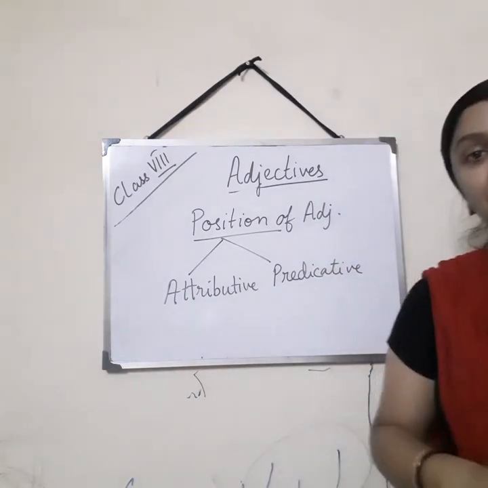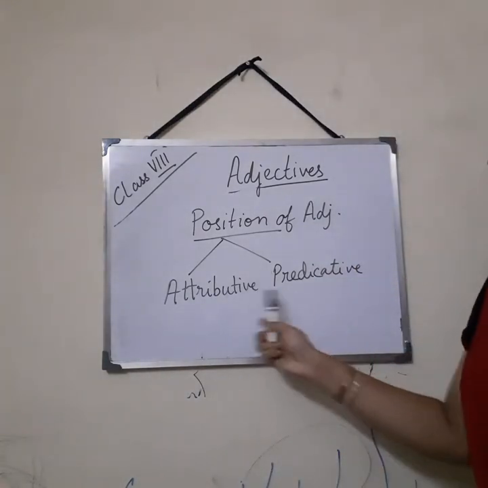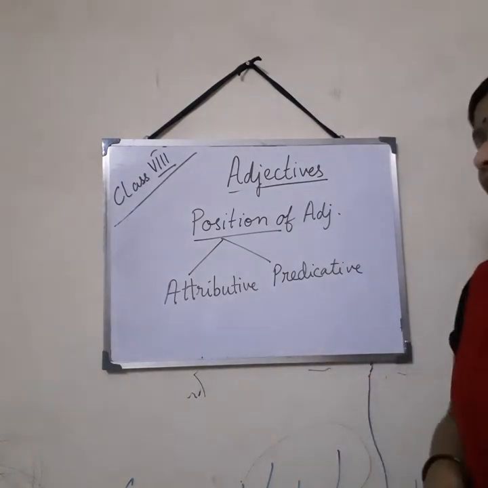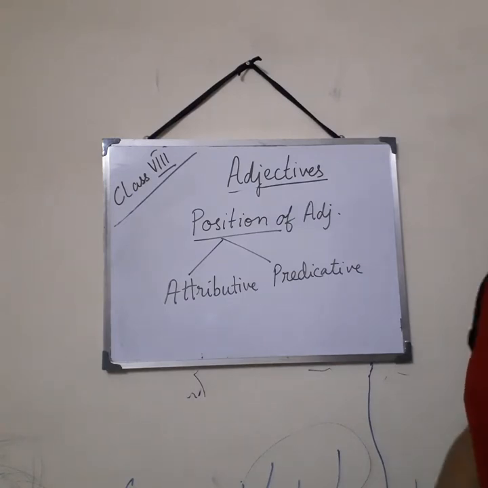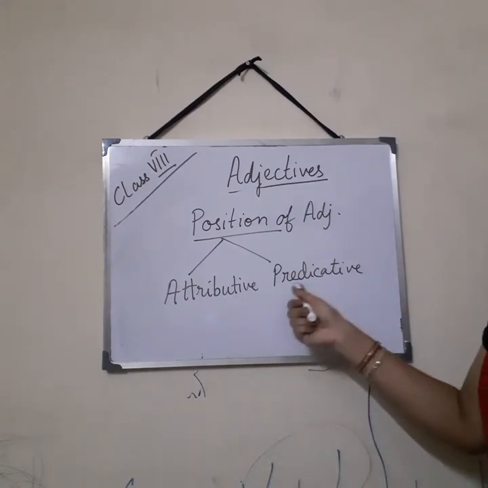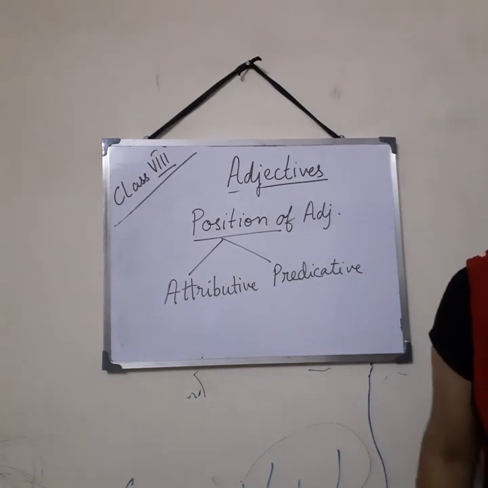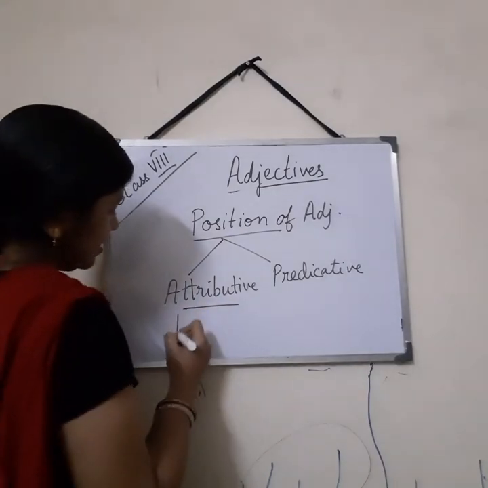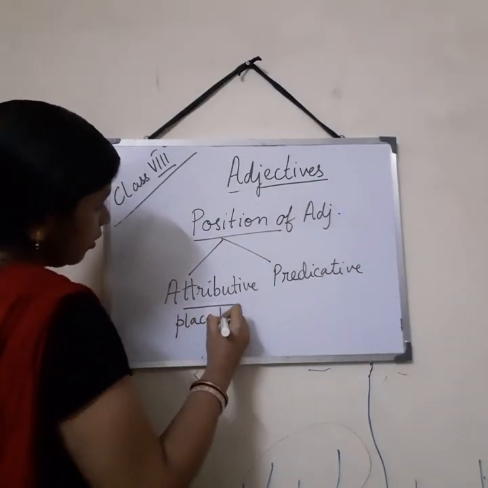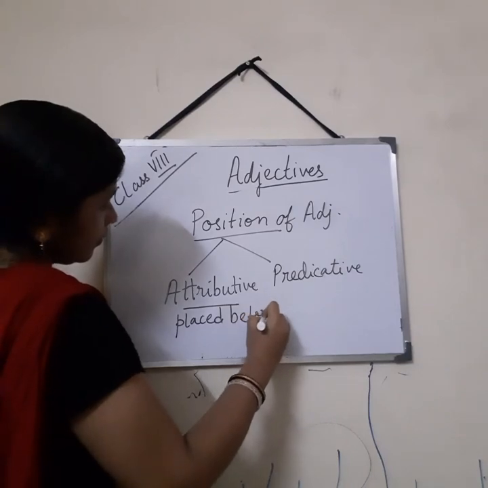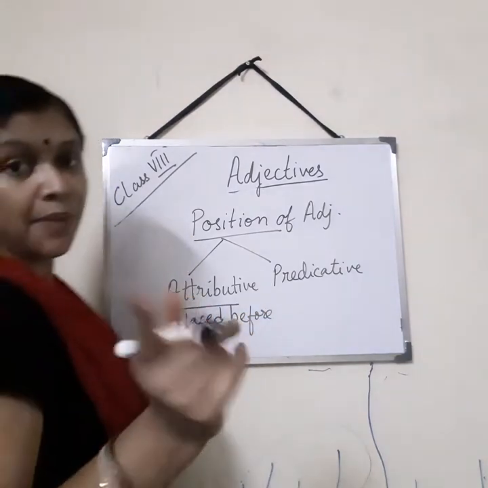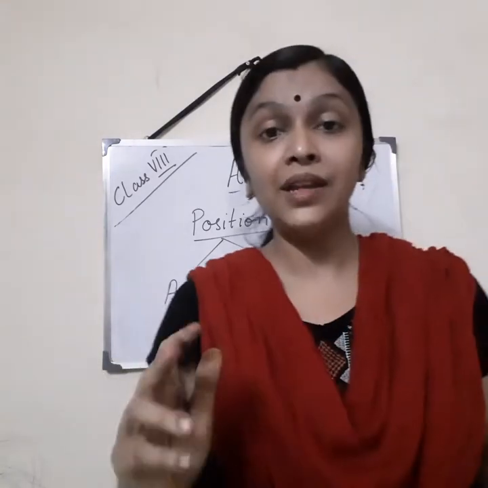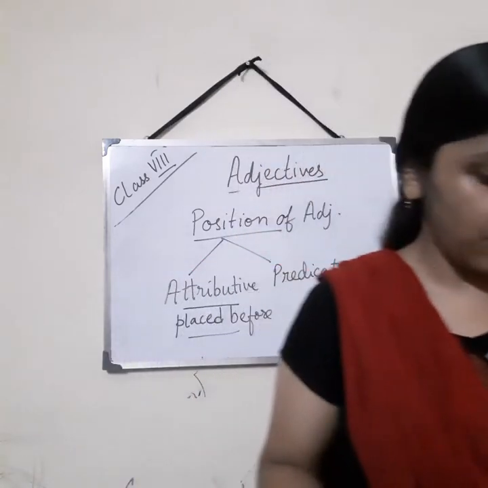So as I was telling you in the last class, there can be two different positions of adjective in a sentence. We are normally acquainted with this position, that is the attributive position, but there can also be another position, that is the predicative position. How will we identify the two? Well, attributive adjectives are placed before the noun or the pronoun. There are certain exceptions which I will tell you later, but normally the attributive position is when it is placed before the noun or the pronoun.